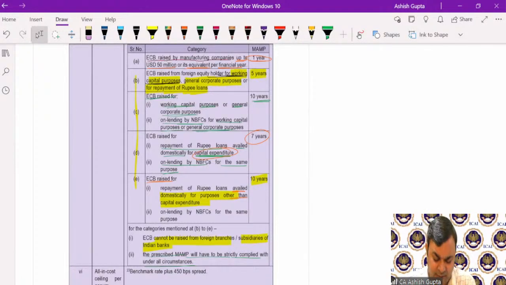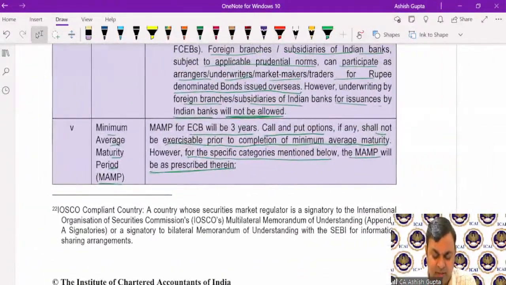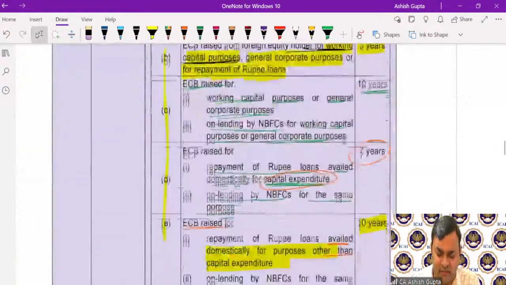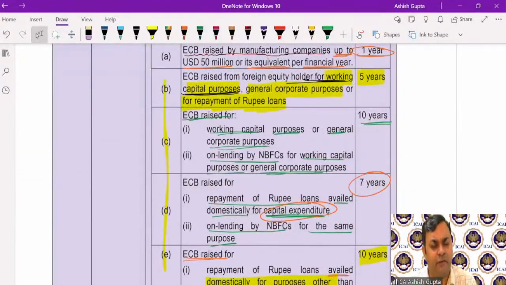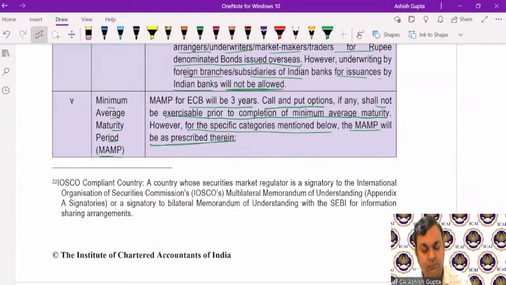Minimum average maturity period. I think so that point is clear. Minimum average generally it's 3 years other than prescribed otherwise. For manufacturing company, USD $50 million or equivalent in a financial year, that is 1 year, right? 5 years for foreign equity holder; for working capital purpose, it's 5 years. For 10 years, and 7 years. So these all are 5 points. I think so that point is clear. Minimum average maturity period is clear or not?